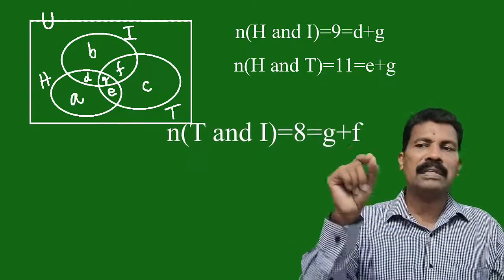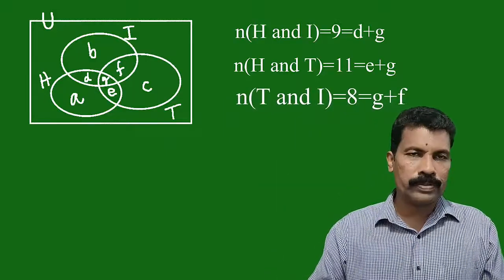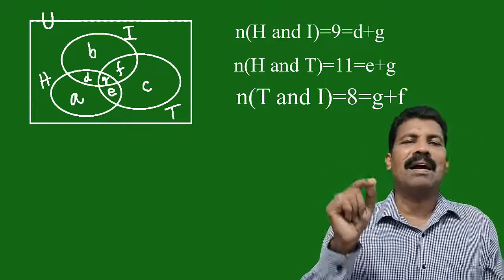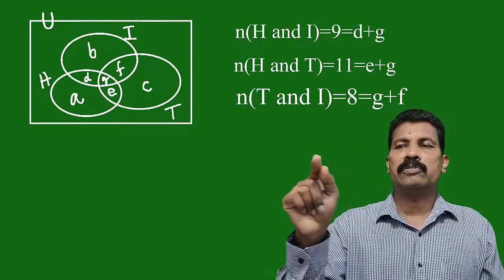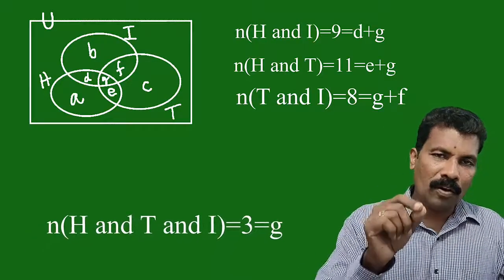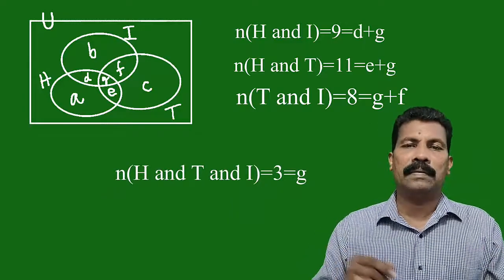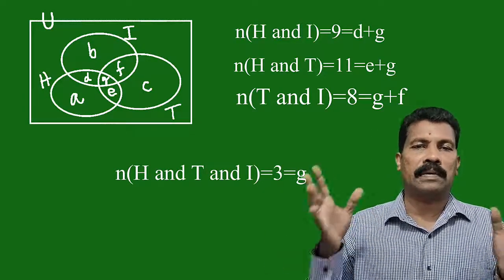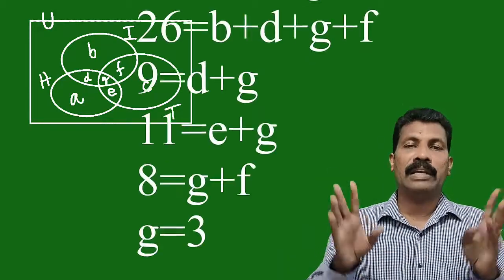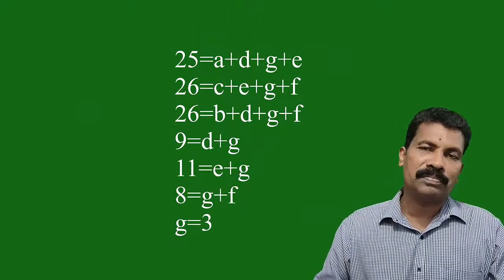Then N of T intersection I is given to be 8. So T intersection I means G plus F. So 8 is equal to G plus F. And finally, N of H intersection T intersection I is equal to 3. So G is equal to 3. Now we have 7 equations. Now, how to solve these equations?